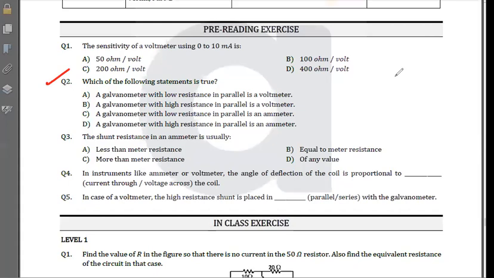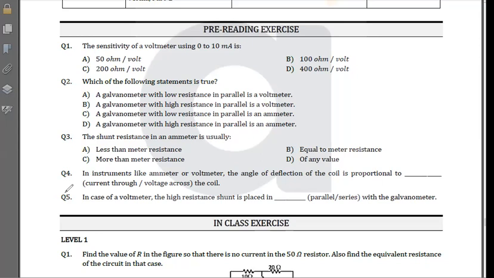Okay. Yes, very good, Ria. Correct. The answer is C. The galvanometer with low resistance in parallel is an ammeter. Okay. Third one. A shunt resistor in an ammeter is usually, again, same as 2, less than the meter resistance, right? I guess all of you understood this already. Yes, correct.